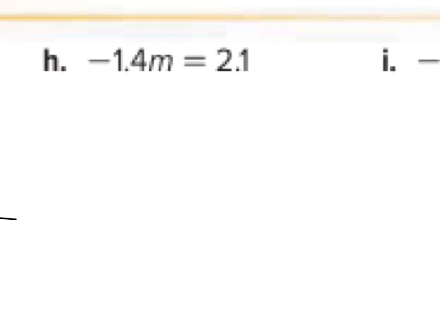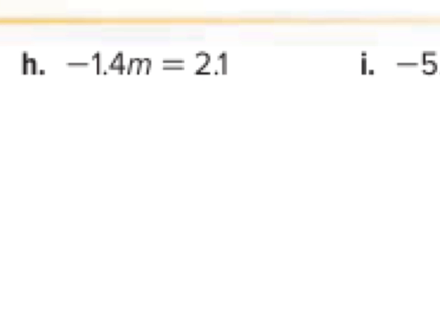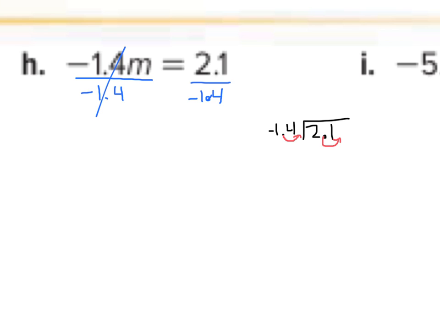Now, for H, negative 1 4/10 m equals 2 1/10. Well, divide by negative 1 4/10 on both sides. This cancels nicely. And again, now, off to the side, we'll have 2.1 divided by negative 1.4. We need to move this decimal once to the right. So we need to move this decimal also once to the right. So we have negative 14 divided by 21. And we will need a couple zeros here.